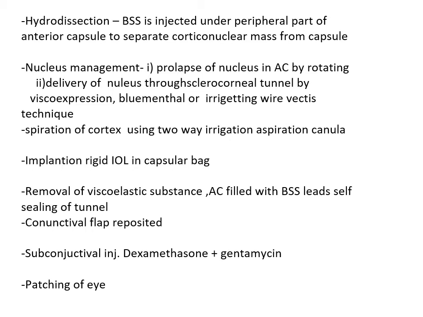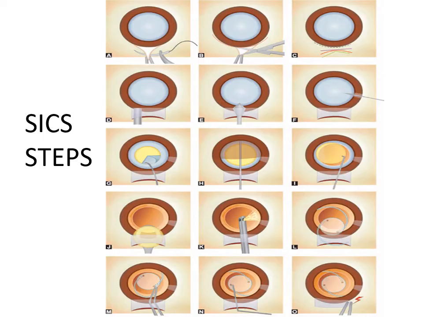Then aspiration of the cortex is done by the two-way irrigation aspiration cannula. Then a rigid intraocular lens is implanted. After that, viscoelastic substance is removed, and then the AC is filled with BSS and self-sealing of the wound is checked. Similarly, the conjunctival flap is reposited, a subconjunctival injection is given, and patching is done. So these are the steps of the SICS.